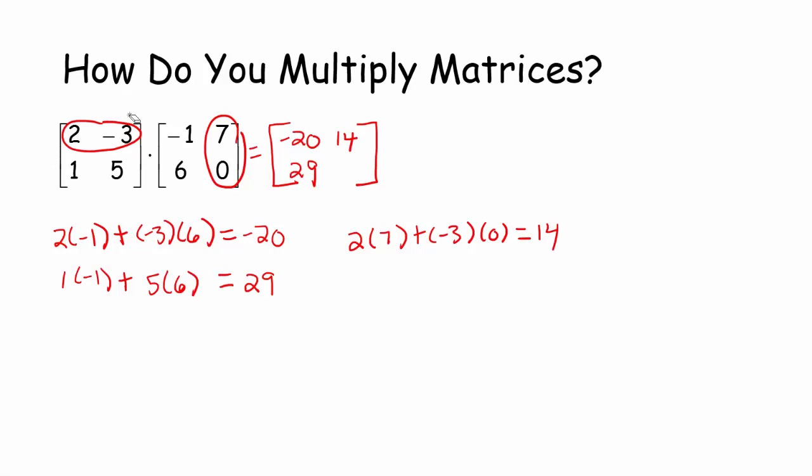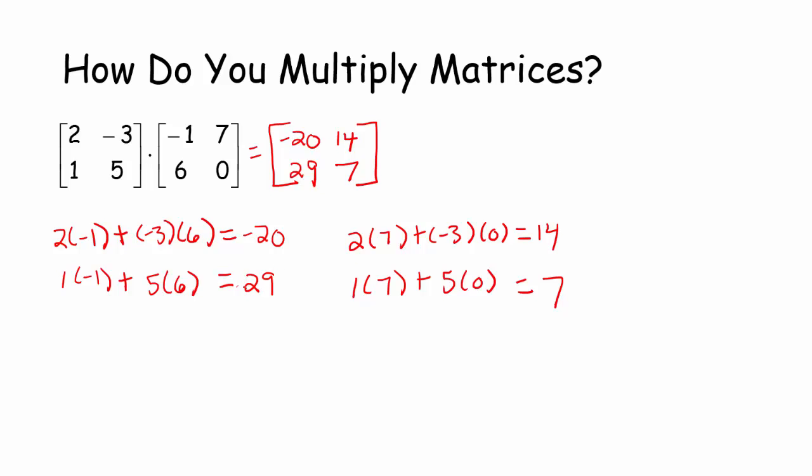And then last but not least, I'm going to take the second row and the second column, and the result is going to go in the second row and the second column. 1 times 7 plus 5 times 0, and the result is 7 plus 0, which is 7. So I've successfully multiplied these two matrices together, and this is my result. And I systematically organized my work underneath.